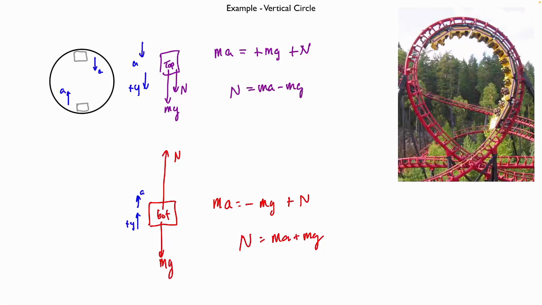Okay. Normal force. What's the normal force? It's the force of contact between two things, isn't it? One object comes into contact with another, and there's going to be this force perpendicular to the surface. In this problem, it's the force of contact between the rider's rear end and the seat of the roller coaster car.